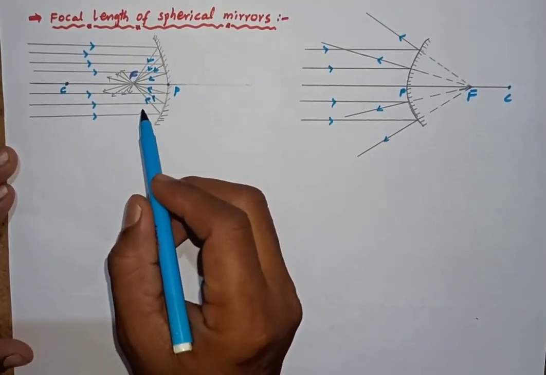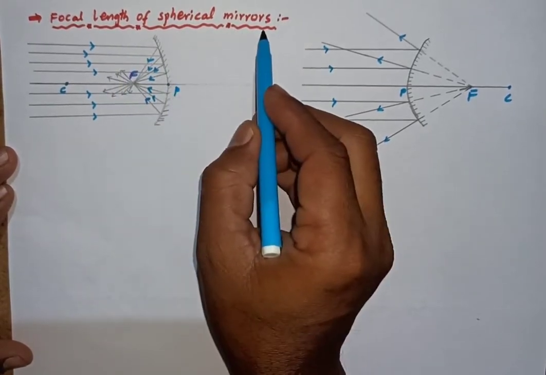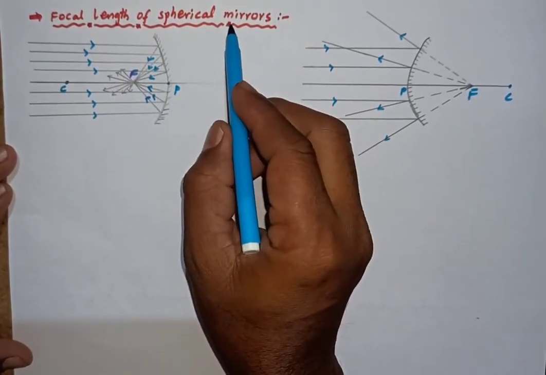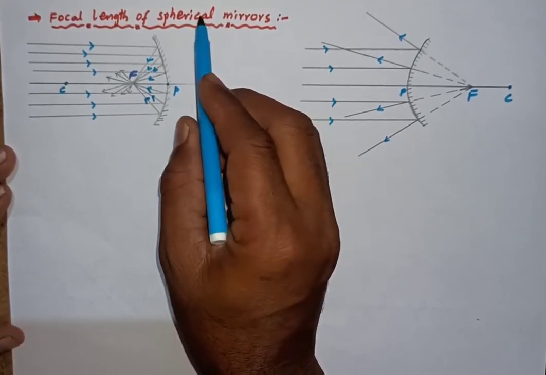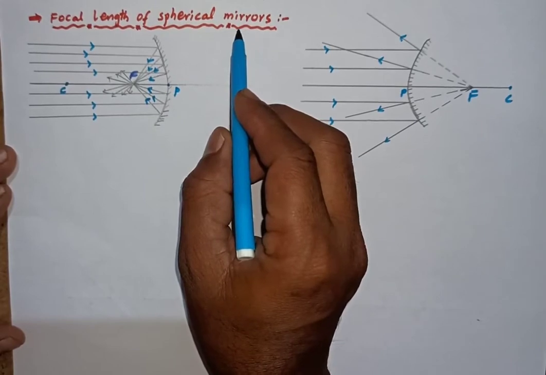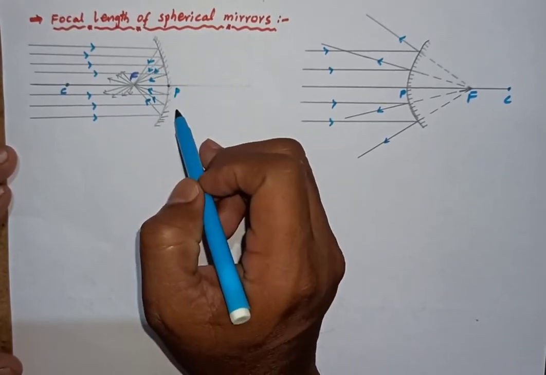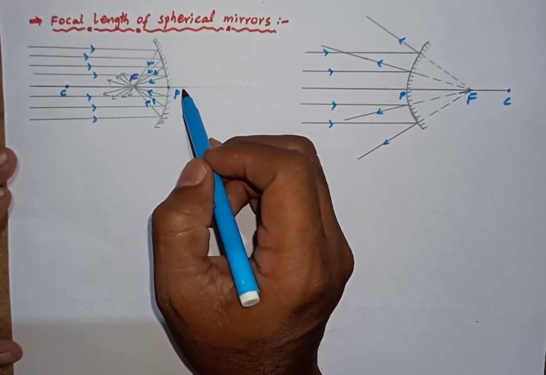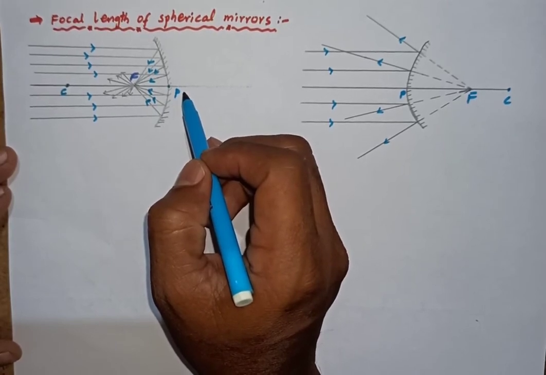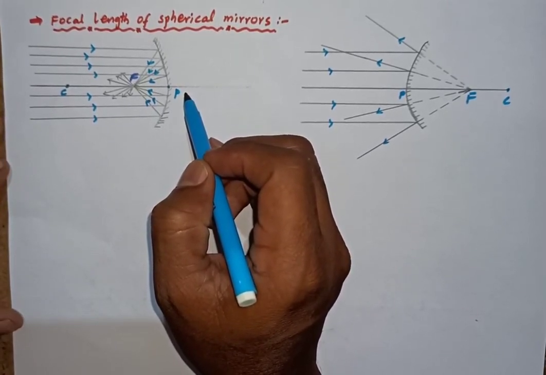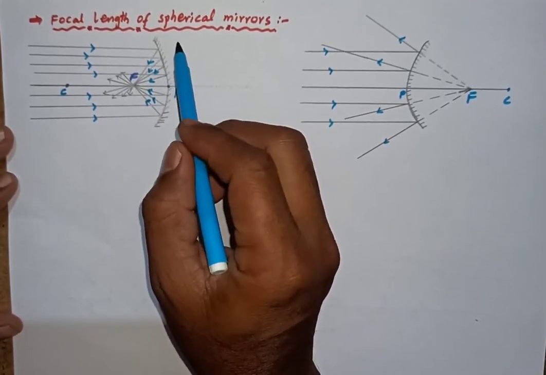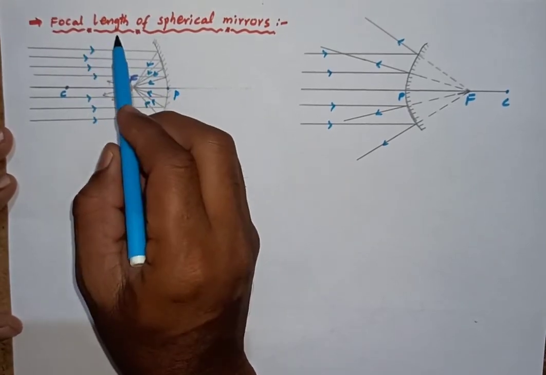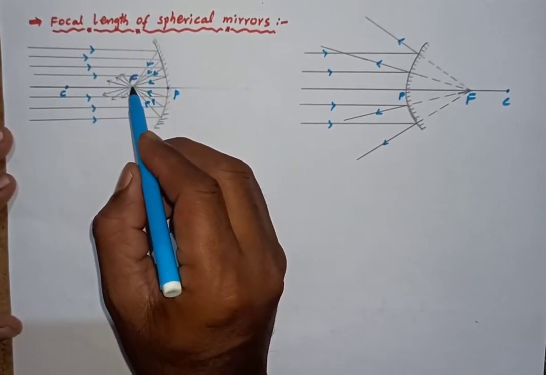Today we will discuss the focal length of spherical mirrors. We learned different spherical mirrors in the previous class. The spherical mirrors are the convex mirror and the concave mirror. We also discussed the sign convention in the previous class. Today, what is focus? How to make the focus?